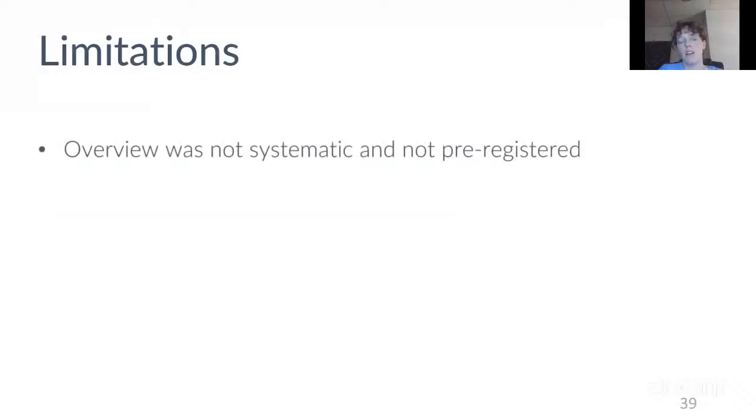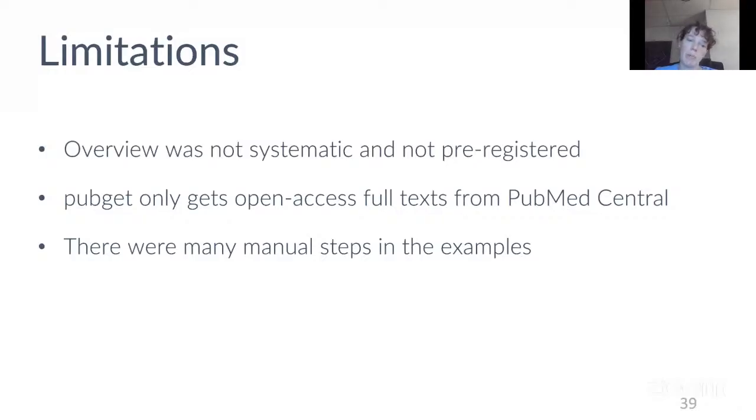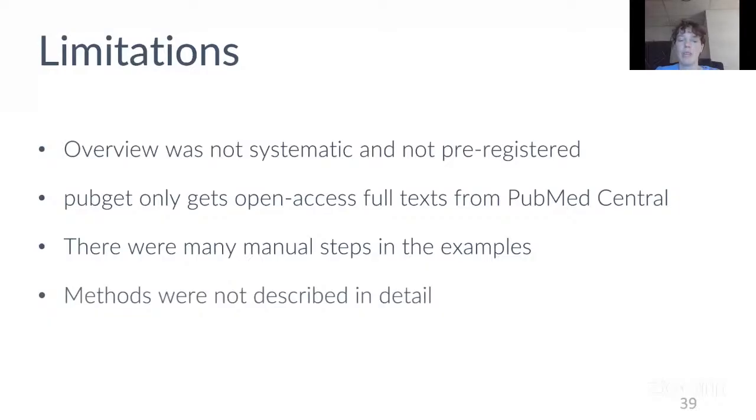Some limitations are the overview. The final paper was not a systematic overview, and it wasn't pre-registered. It was exploratory. And so the conclusions are a little bit less solid than if it had been systematic and pre-registered. Again, PubGet only accesses open access full text from PMC, which is fine if you only need a representative sample of text, but if you need the full sample, then this tool won't work. And again, there are many manual steps in the examples, and I couldn't describe methods in detail because of space limitations. But if you're curious about any of the methods, I can go into that.